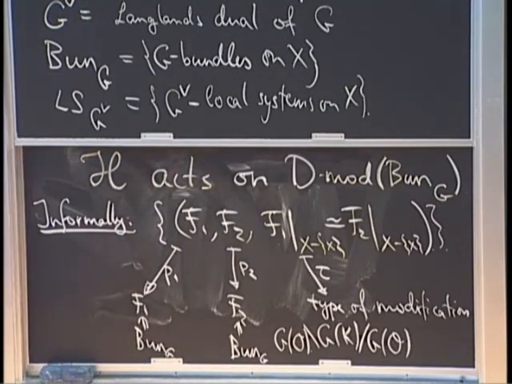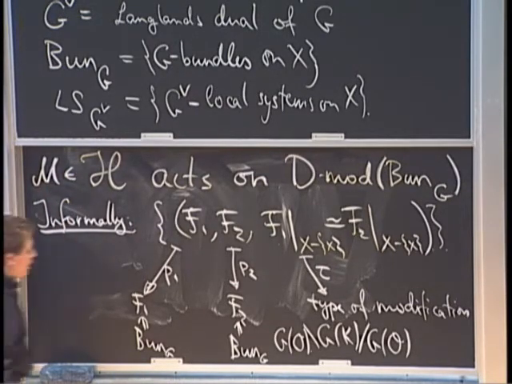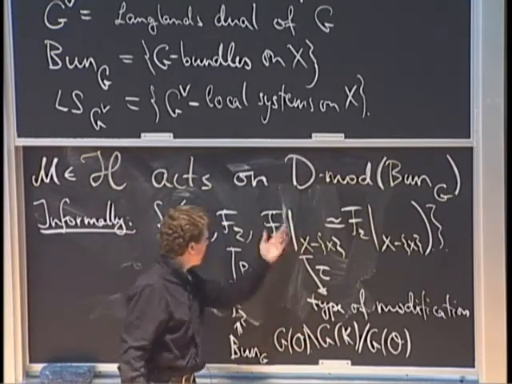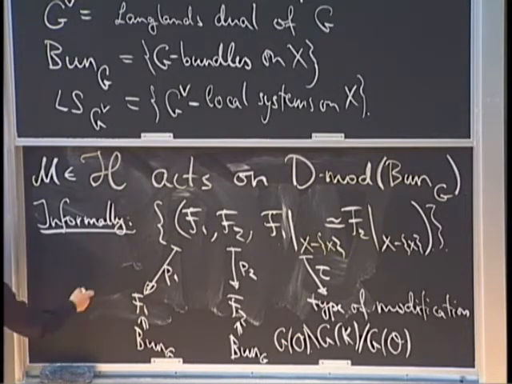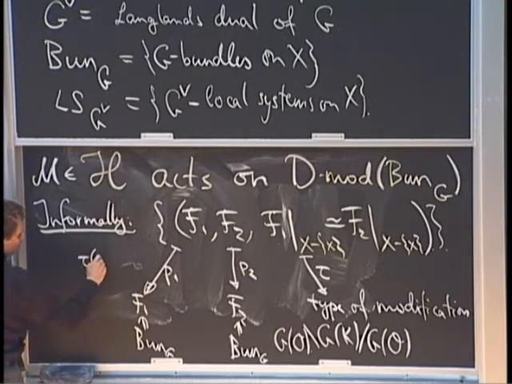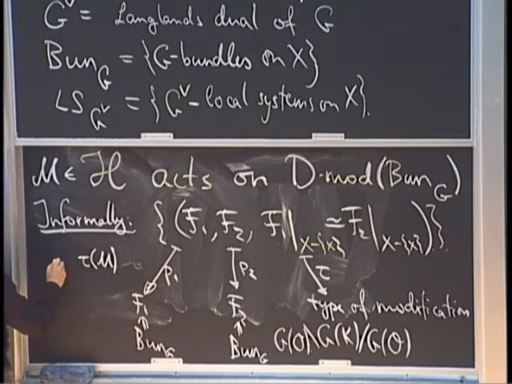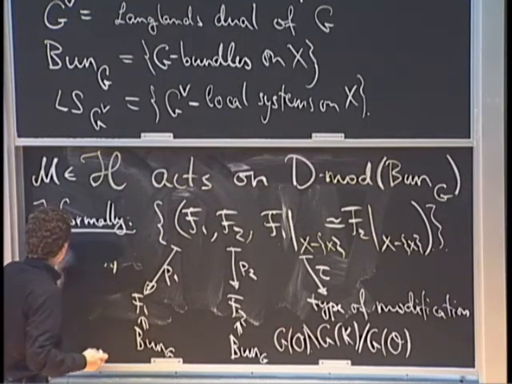And now, if I have an element in H, and I want to act by it, well, I want to say I pull it back here and use it as a kernel. So this is going to act as pullback of M.